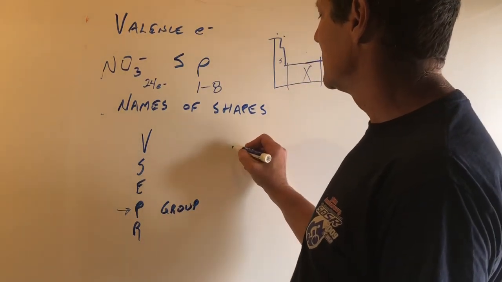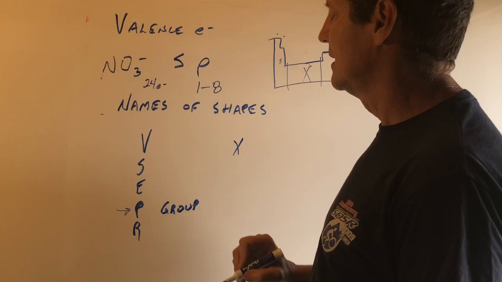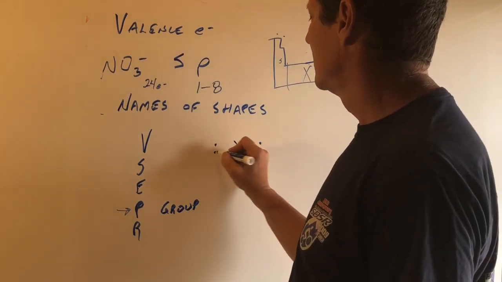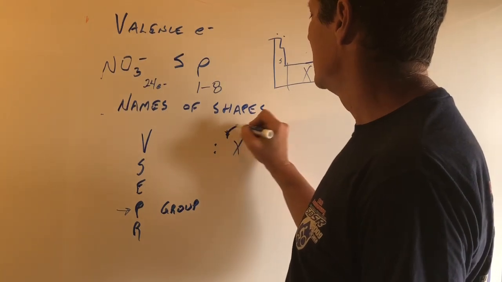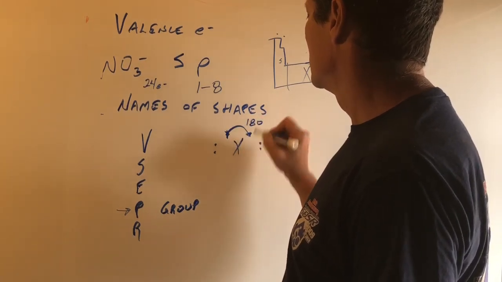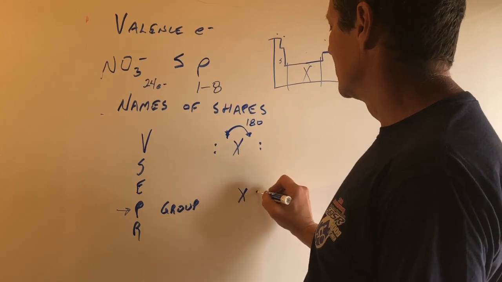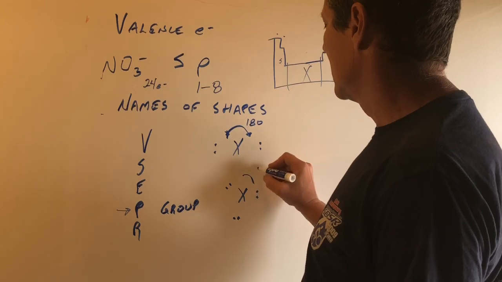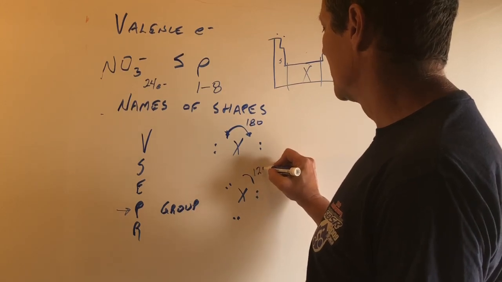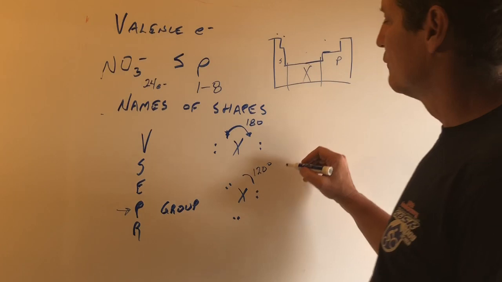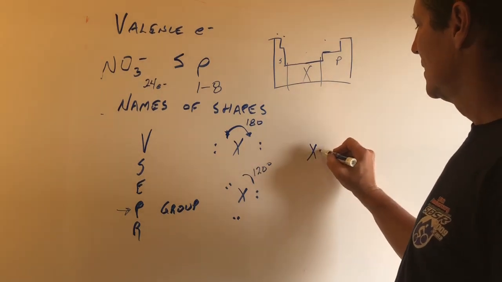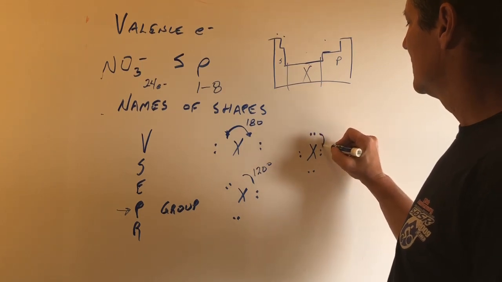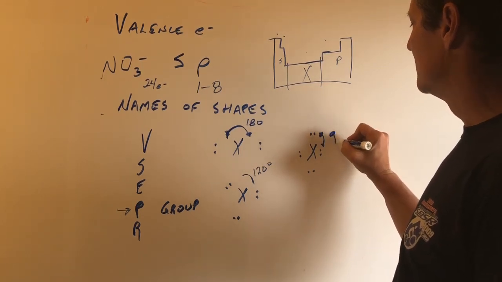So in a simple case, if I have a central atom, I'll just call it X, and I have 2 groups of electrons around it, they're going to want to get 180 degrees apart. If I have 3 groups of electrons, they're going to want to get 120 degrees apart. If I have 4 groups of electrons, a common mistake is to think these guys want to get 90 degrees apart.